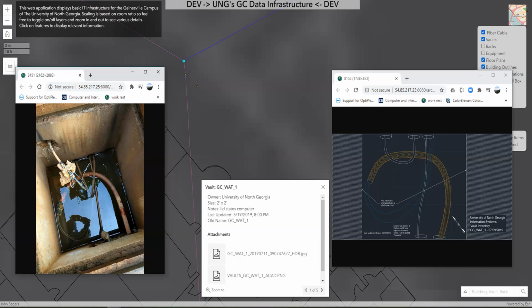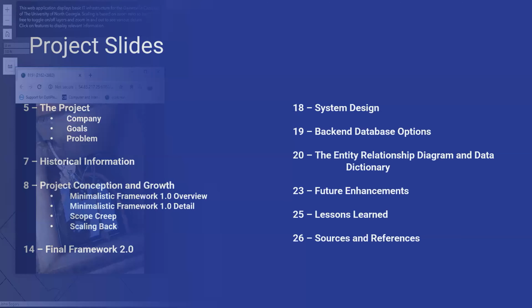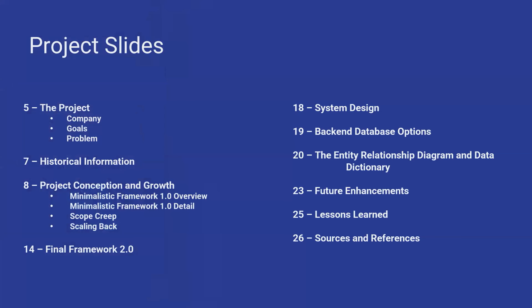In this illustration, we see the completed framework rendered in a JavaScript environment. Visually, we see information in the form of attachments on the left and right, while the pop-up window in the center presents basic attribution about a selected vault. This information is readily available in a concise, easy-to-read environment accessed via a standard web browser, and is one benefit of adopting such a framework. In this presentation, we're going to take a high-level look at creating a GIS framework.